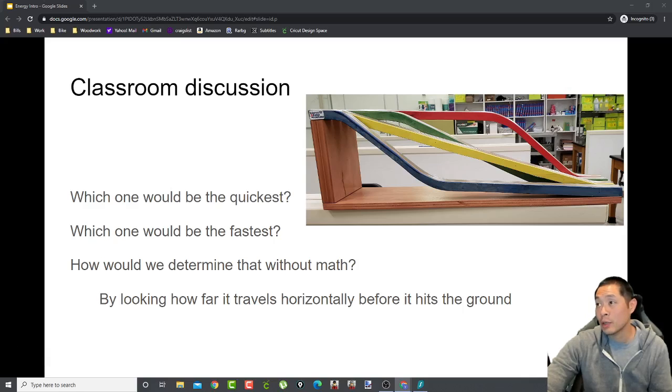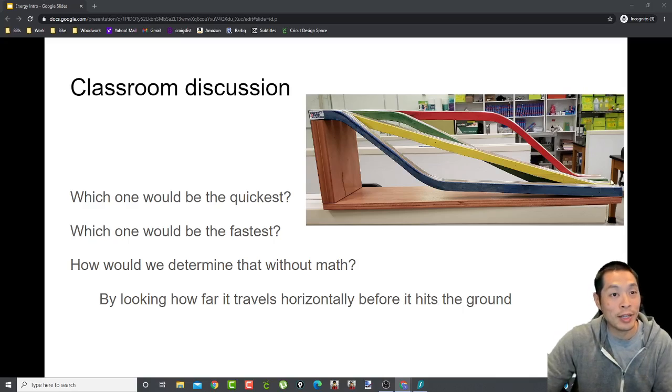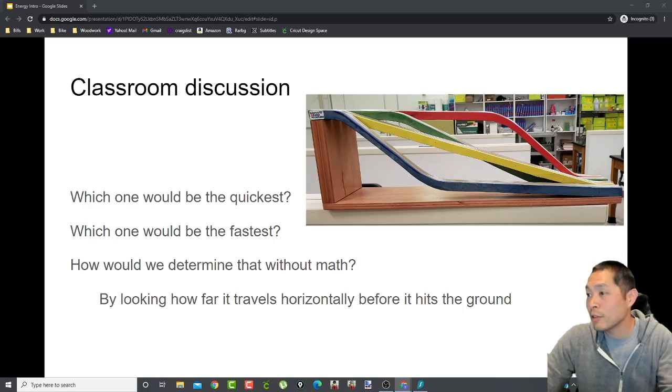Which one do you think will be the quickest? Quickest means the time-wise. Which one will get you down in the least amount of time? Fastest would be what's the fastest velocity at the end. So here's a YouTube video if you decide to watch, but let's answer the poll. So let me launch it. The first poll is going to be, which slide do you think will be the quickest down, the shortest amount of time?